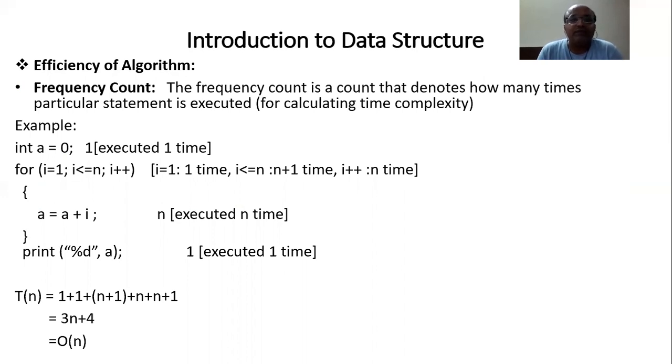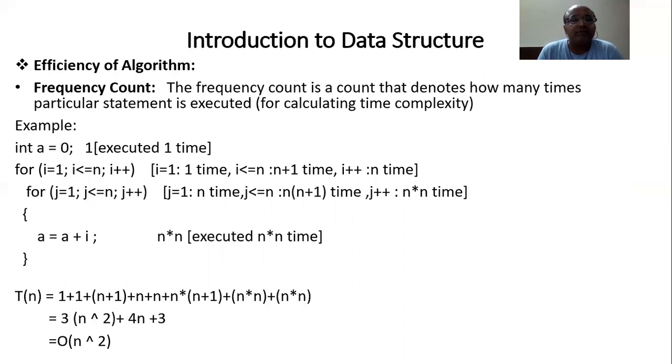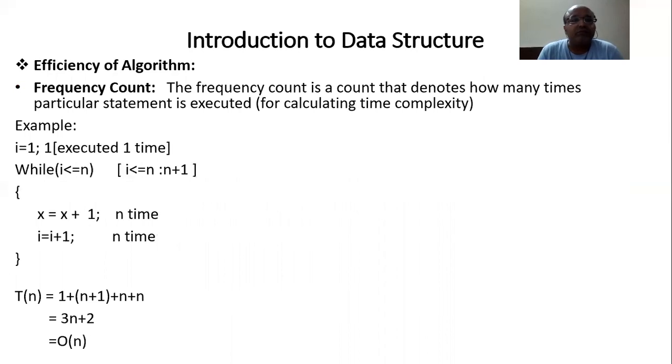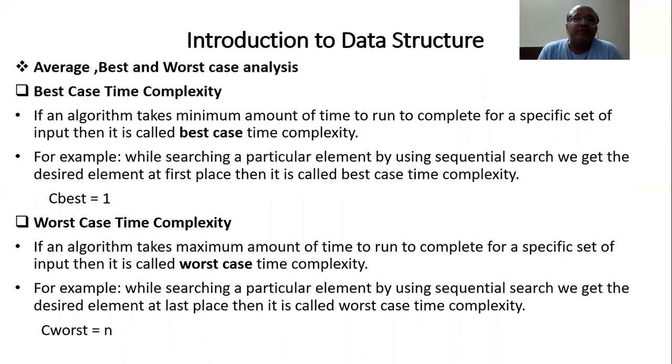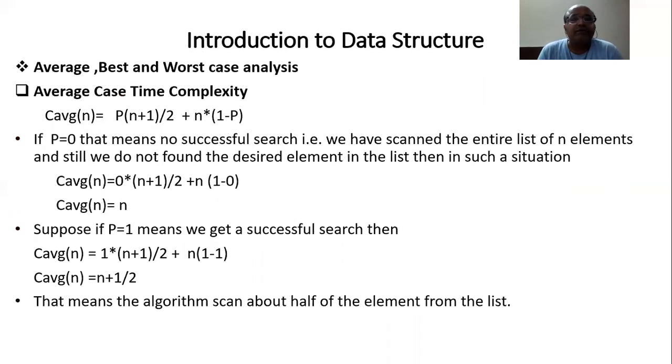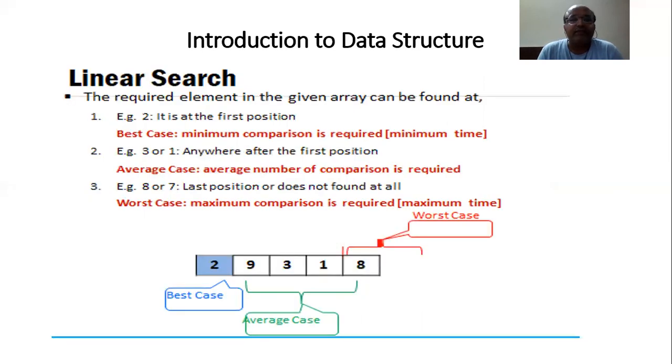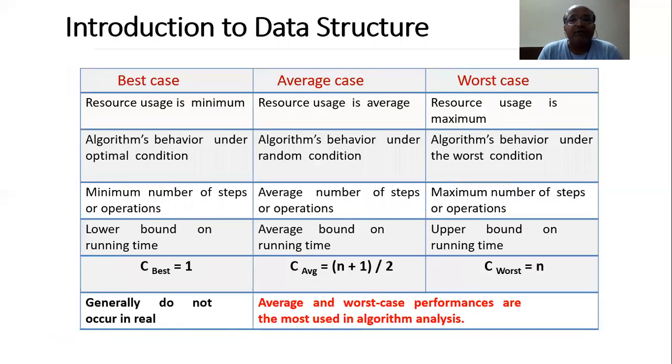So by using a frequency count method, we can calculate how many times each statement is executed. We have discussed lots of examples. This is a nested for loop. This is a simple while loop. Then we discussed best, average, and worst case analysis, all these three methods. Then we took the example of linear search to understand the concept of best case, worst case, and average case. We compared all these three cases, best case, average case, and worst case.